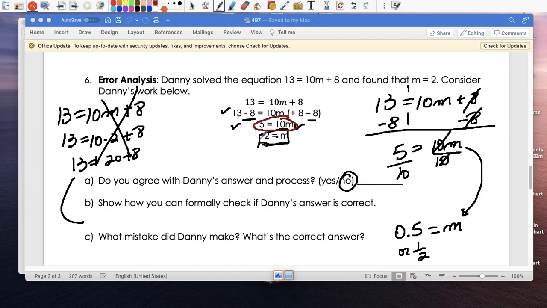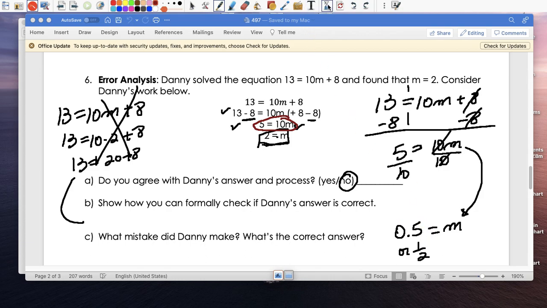Did she divide by 5? Yeah, I think she divided by 5, and then she actually did this. 5 equals 10m. She divided by 5 and divided this by 5. This got crossed out, simplified to 1. And she got 2m over here, and then she just transferred the 2 to the other side. No idea what she did. But instead of dividing by 10, she divided by 5. So that's her mistake. Okay. What's the correct answer? The correct answer is half or 0.5.